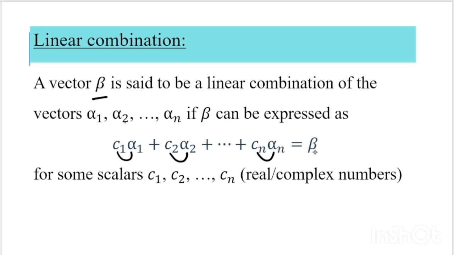Then beta is called the linear combination of alpha 1, alpha 2 and alpha n. If we cannot get any scalars c1, c2, cn such that we can write down beta as c1 alpha 1 plus c2 alpha 2 plus cn alpha n, then beta is not a linear combination of these vectors alpha 1, alpha 2, alpha n.